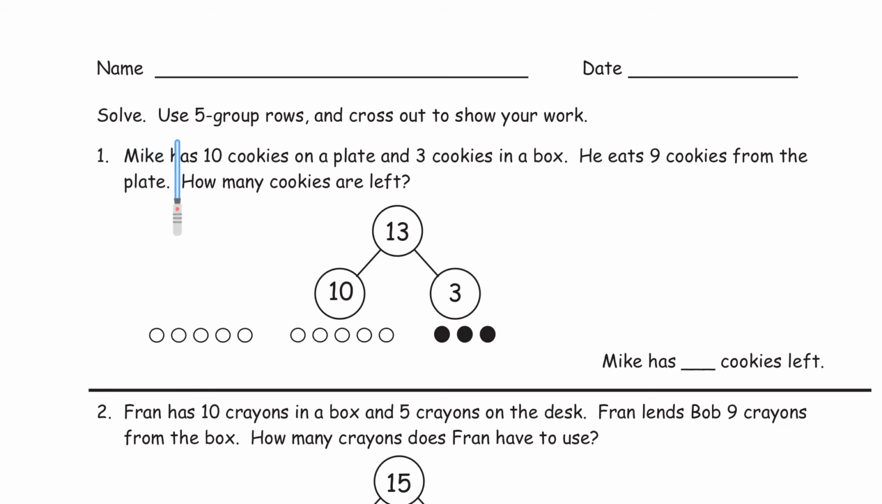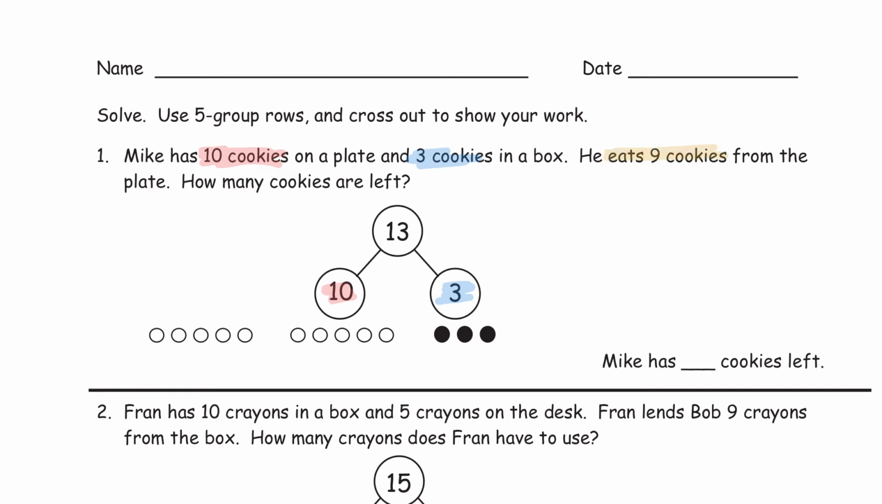So our first problem says, solve. Use 5 group rows and cross out to show your work. So our first problem says Mike has 10 cookies on a plate and 3 cookies in a box. He eats 9 cookies from the plate. How many cookies are left? They started out with a number bond and they filled it in for us. So we've got our 10 cookies that he had on a plate here. And then he had our 3 cookies that were in a box. We just have to finish this off because he ate 9 cookies.